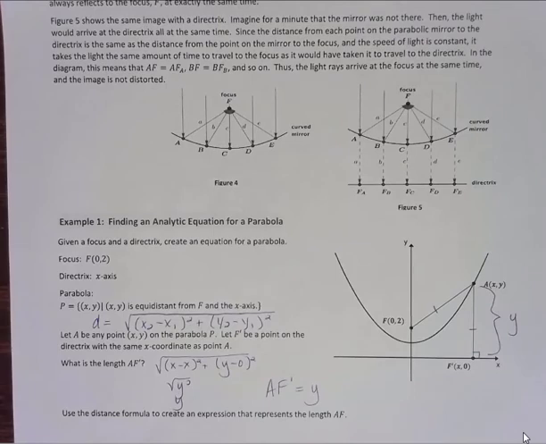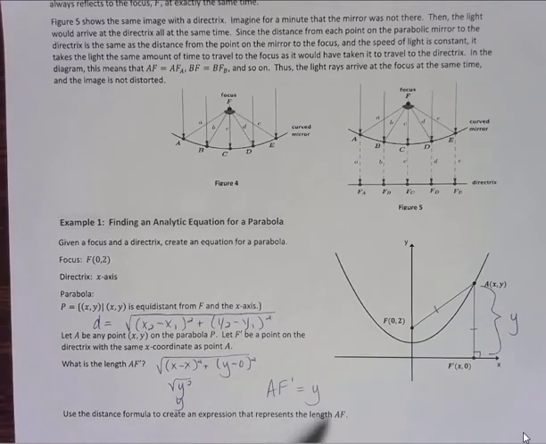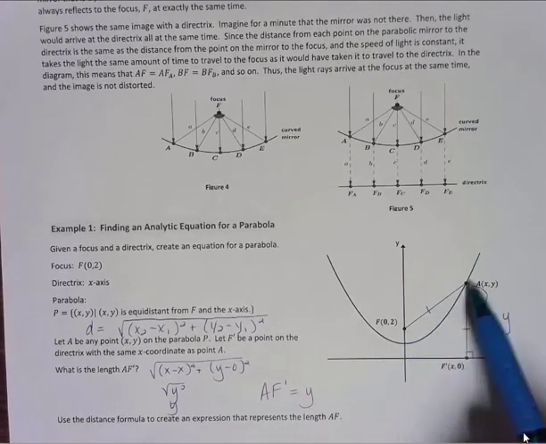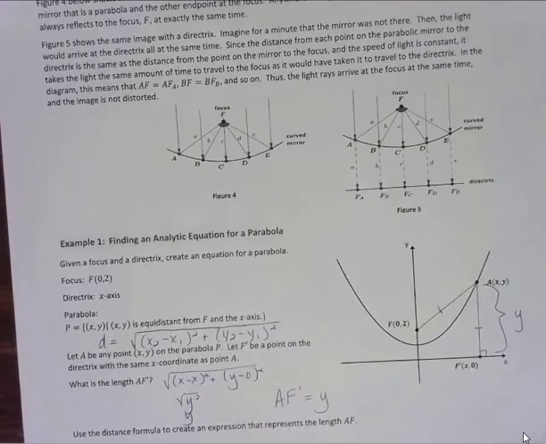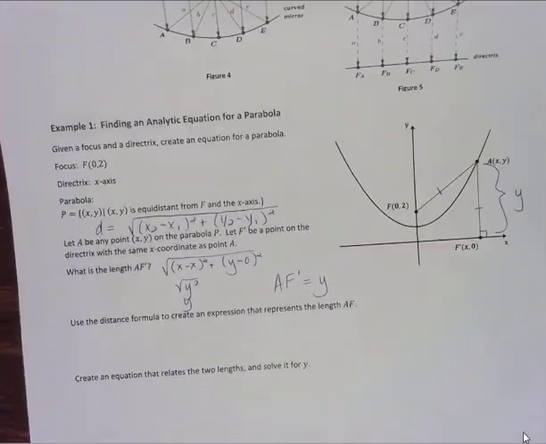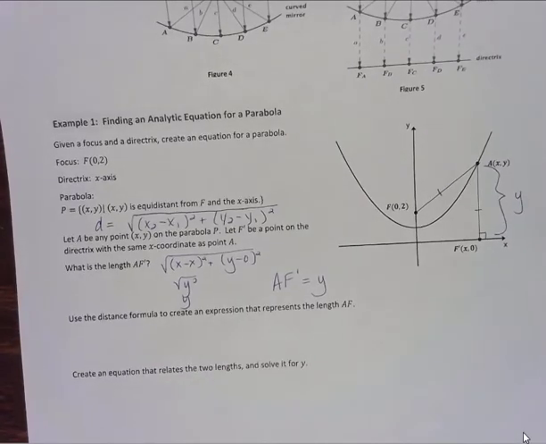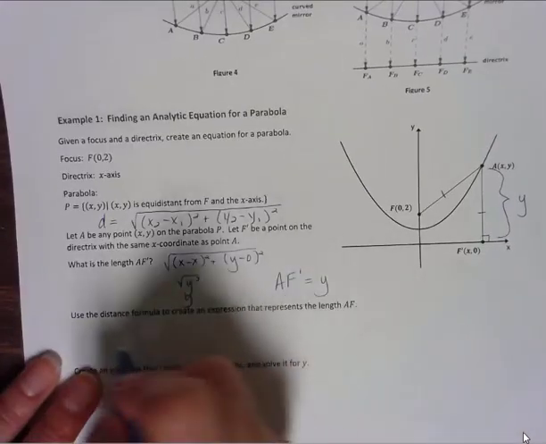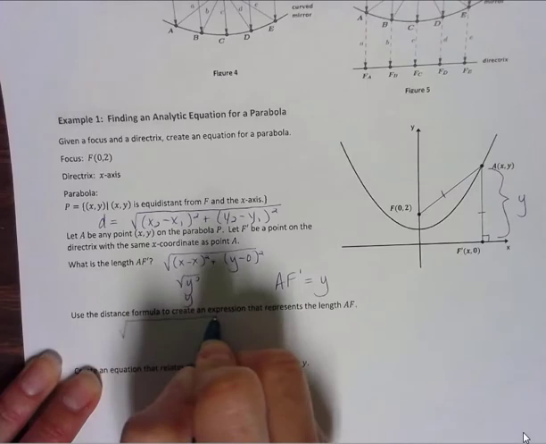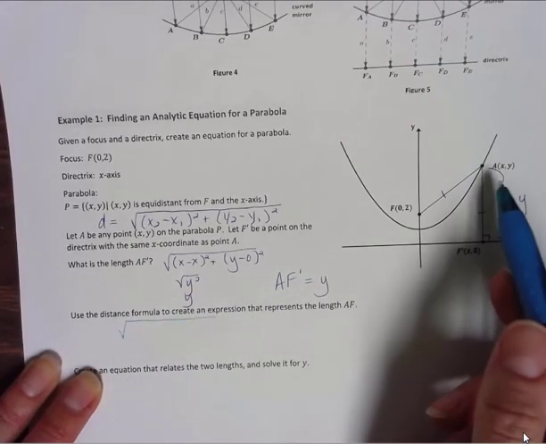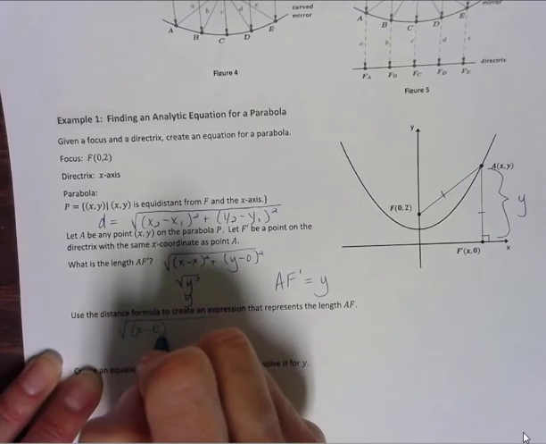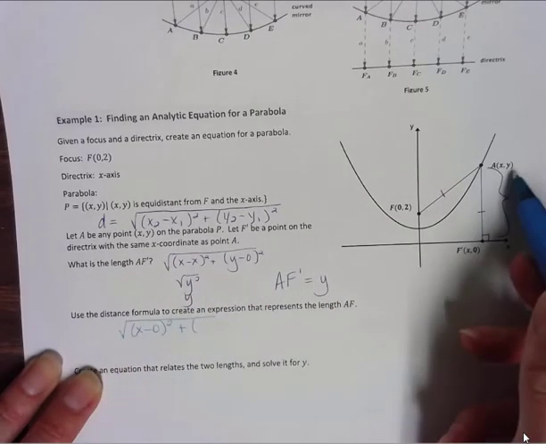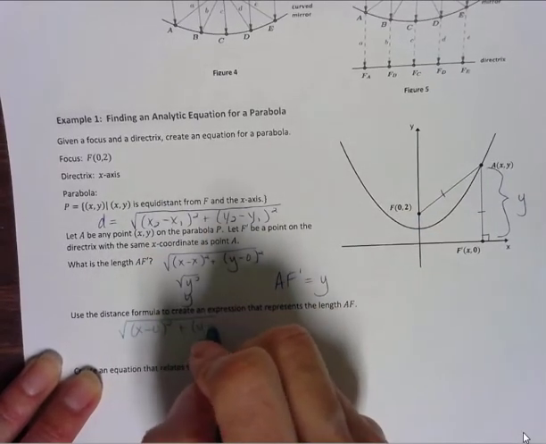Okay, now we're going to use the distance formula again to create an expression that represents the length of AF. So we're going to look to create an expression for that. Okay, so let's go ahead and use our distance formula. So we have the square root of, and we have our 2 points. We have (x minus 0) quantity squared, and then we have (y minus 2) quantity squared.